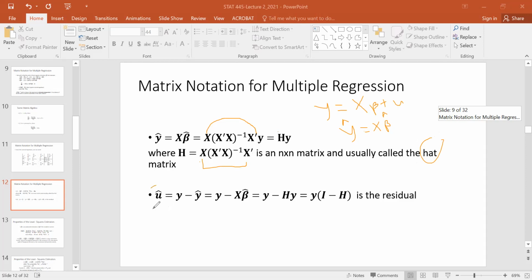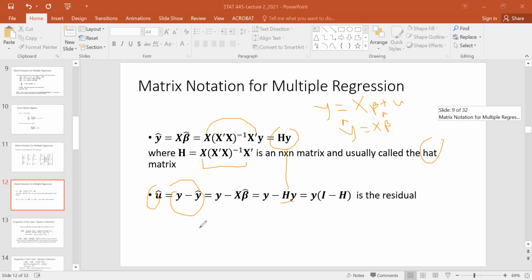Now, what is our residual? U hat is always Y minus Y hat. Remember, this is Y hat. But Y hat can be written as HY. So Y minus HY, and then you can factorize Y out. Once you factorize, because we are in matrices, it's not the number 1 that will be left. It's the identity matrix, I minus H.